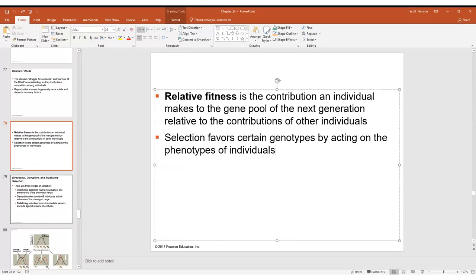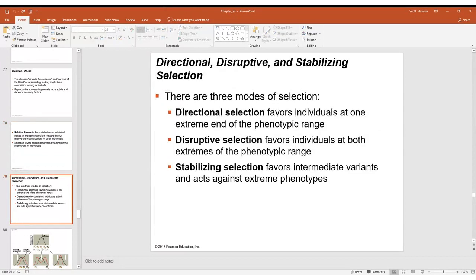And now there are actually three different types of selection, or selection can act in three different ways. It can be directional selection, disruptive selection, or stabilizing selection. So in directional selection, it could favor individuals at one extreme of the phenotype range, or it could favor individuals at both extremes of the phenotypic range, or it could favor the intermediate variants and not the extremes of phenotypes. So we'll look at examples though.